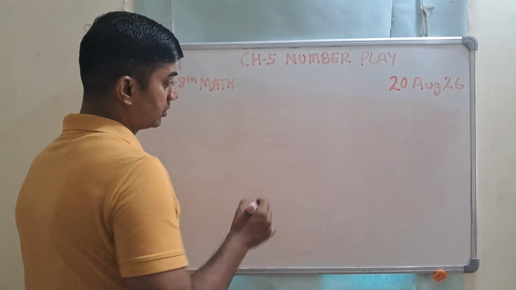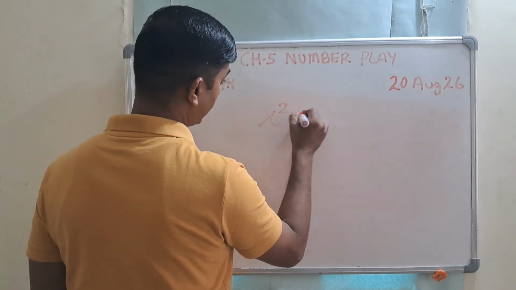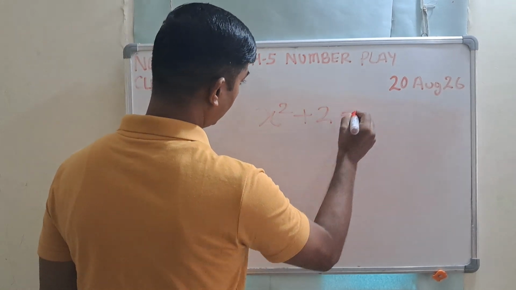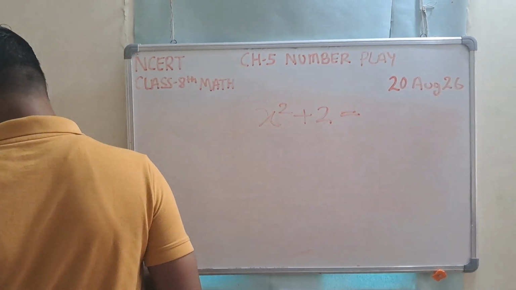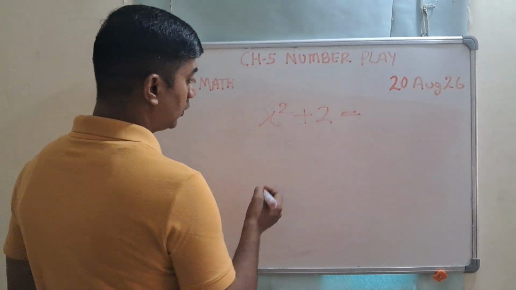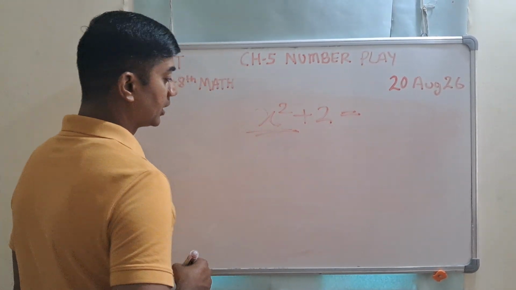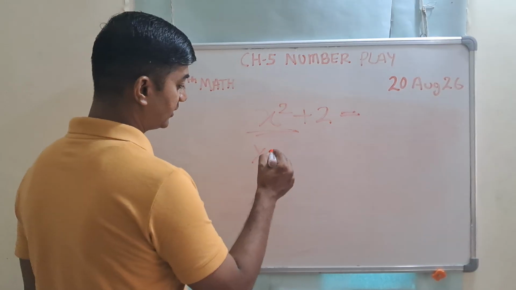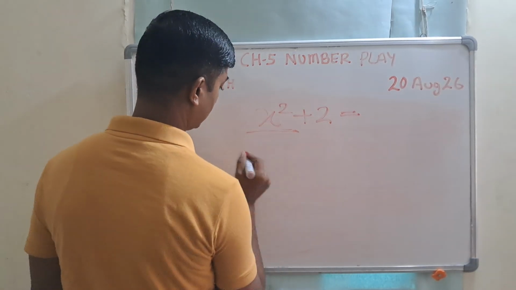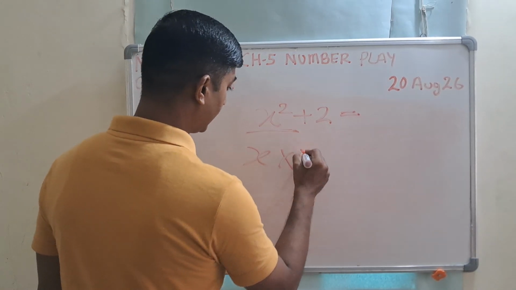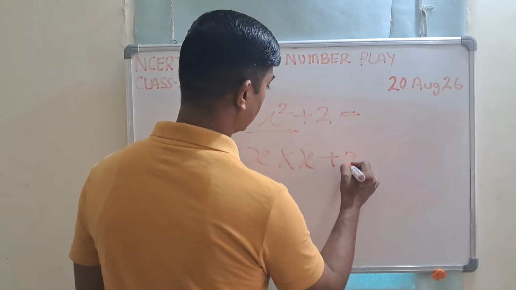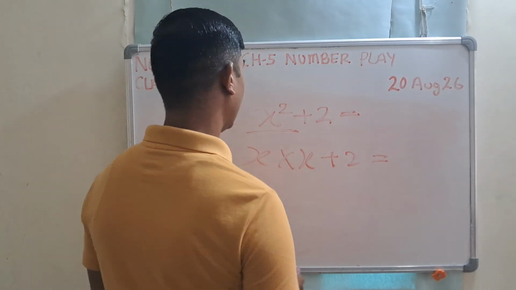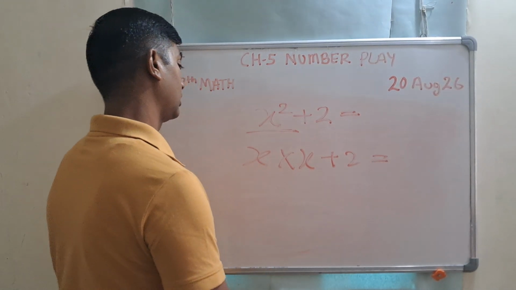What is the next expression? x square plus 2. Now what is the result? What does this x mean? This x means we are multiplying x by x. Understood? And now we want to know what the result will be.